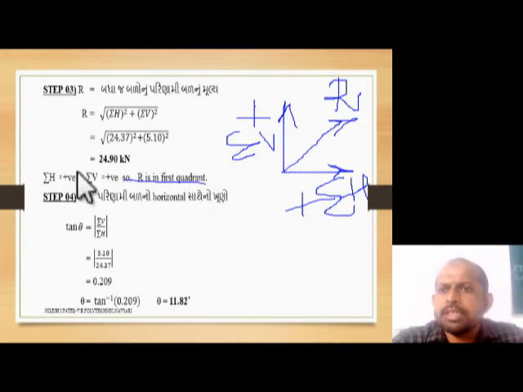In this step, I have found the magnitude of the resultant force, which is 24.90 kilonewton. My step number 4 is to find the direction of the resultant force.